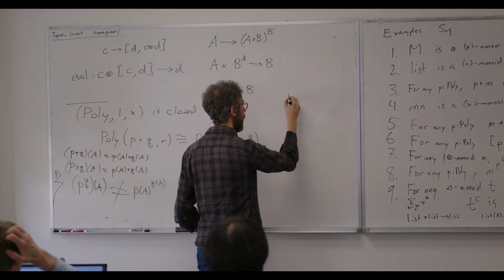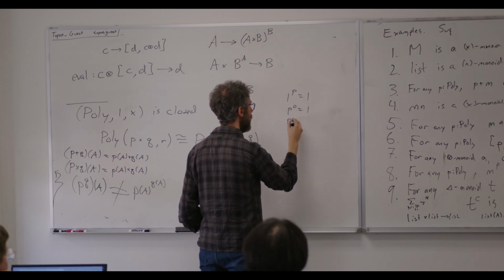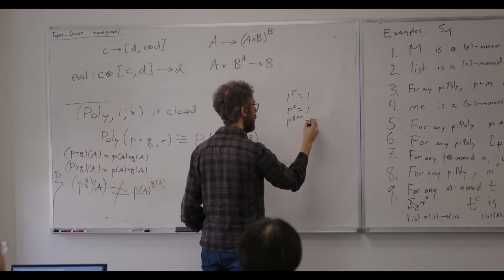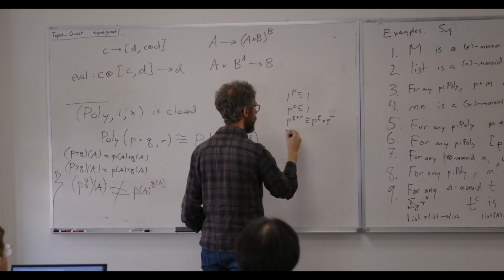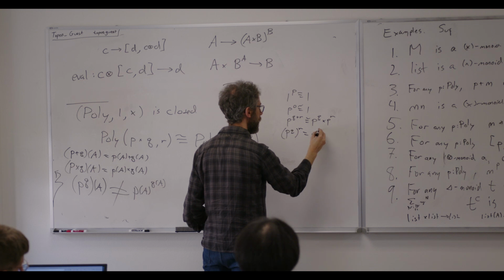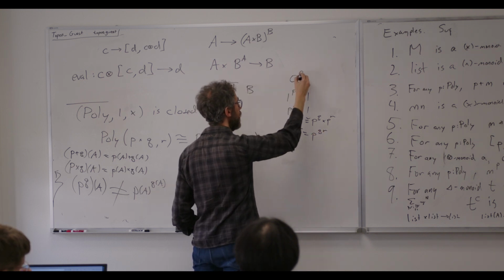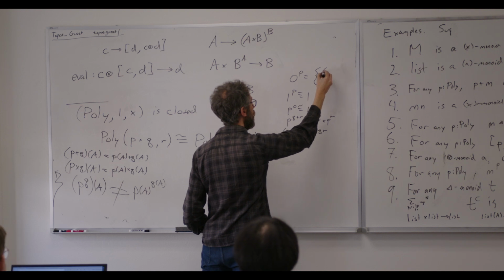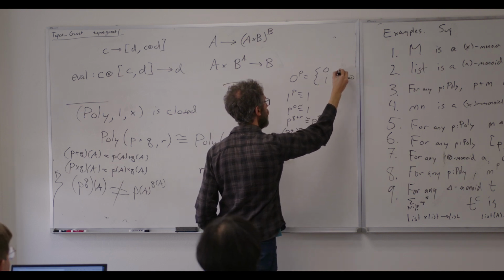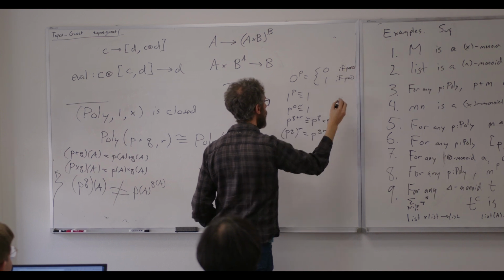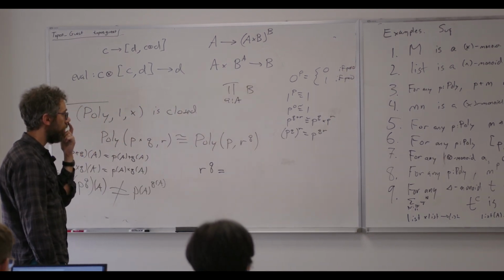It's going to be like 1 to the p is 1, and p to the 0 is 1, and p to the q plus r is p to the q times p to the r, and p to the q to the r is p to the qr. And like all of the things you're used to, there's probably more that I'm forgetting, but all the things you're used to are true.